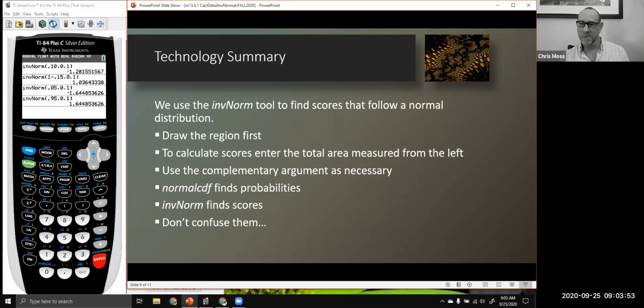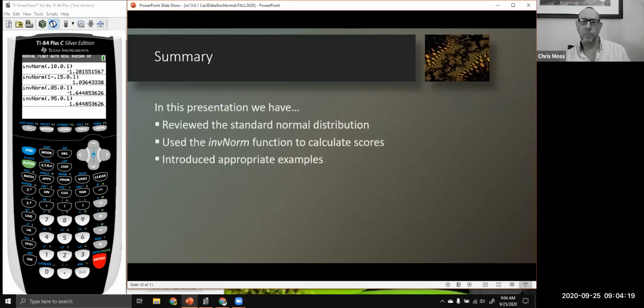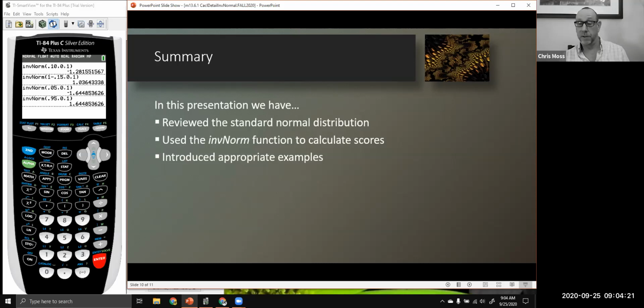Now, you'll also need to remember the normal CDF is the tool that finds probabilities, while the inverse normal finds scores. It's important to keep these straight. You don't want to confuse them. Normal CDF, scores to probabilities. Inverse normal, probabilities to scores. Don't confuse those two. They'll wreak havoc with your button pushing. So we reviewed the standard normal distribution. We used the inverse norm function to calculate scores, and we've looked at several appropriate examples.